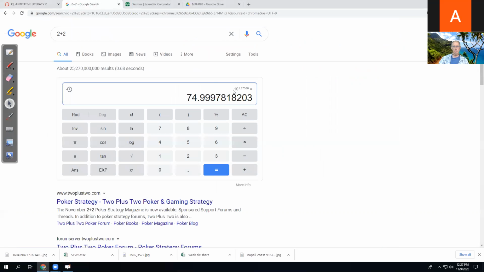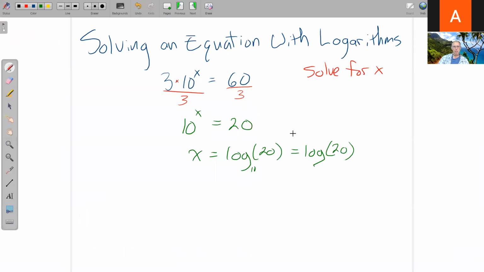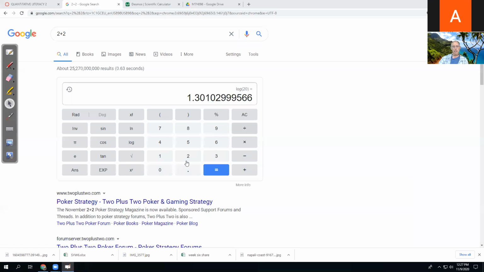I'm going to use this calculator here. What is the log of 20? My calculator says it's about 1.3-ish. I could add more decimal places if I wanted to. I'm just going to try 1.3 and see what happens. Back to my paper, I'm going to make a note that my calculator says that is about 1.3. Now to check if I got this right, I just plug it back in. What if I take 3 times 10 to the power 1.3? I'm hoping to get close to 60. I may need more decimal places, but let's give it a try.